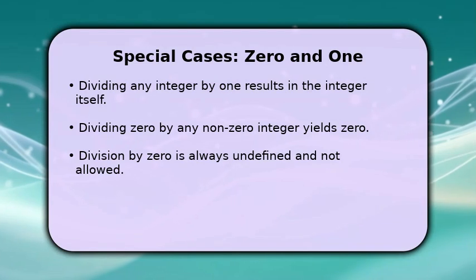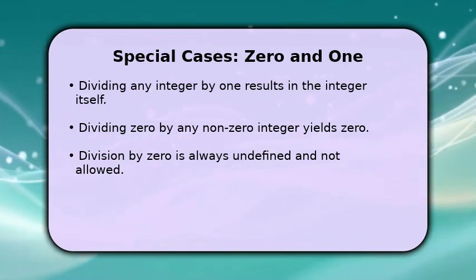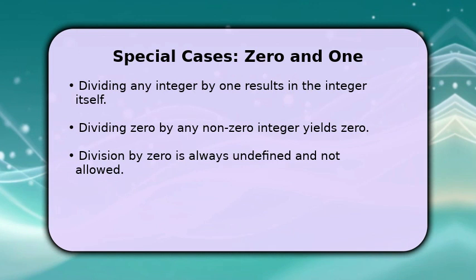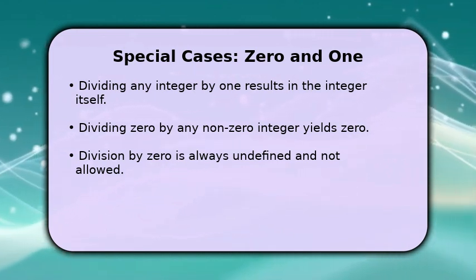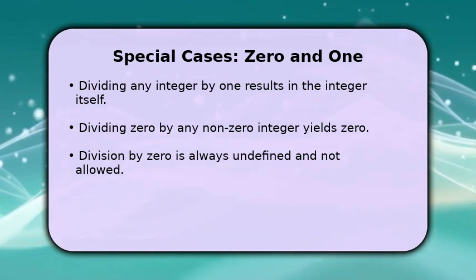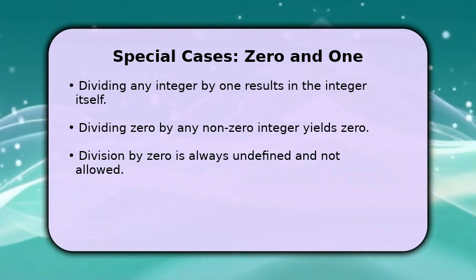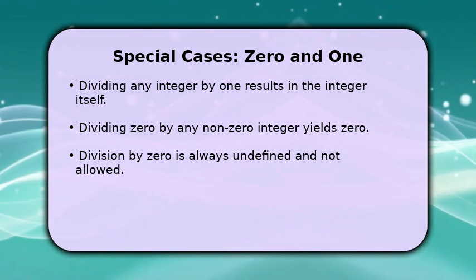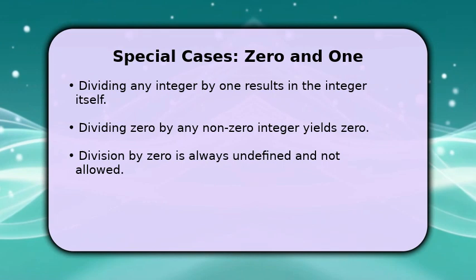There are a couple of special cases to remember when dividing integers. Any integer divided by 1 will always be that integer itself. For example, -7 divided by 1 is -7. Also, if you divide 0 by any non-zero integer, the result is always 0. However, it is crucial to remember that division by 0 is mathematically undefined and simply cannot be performed.